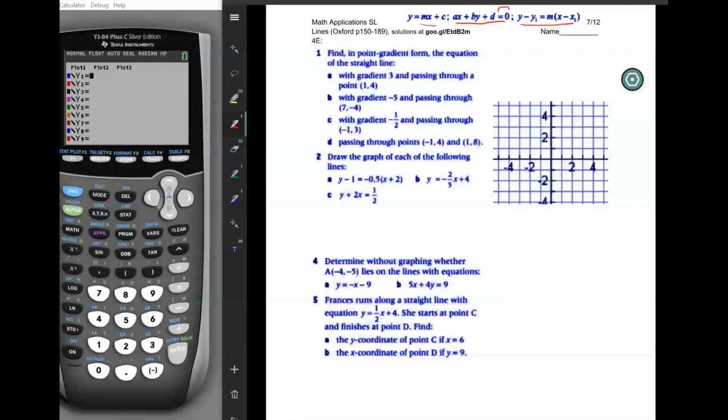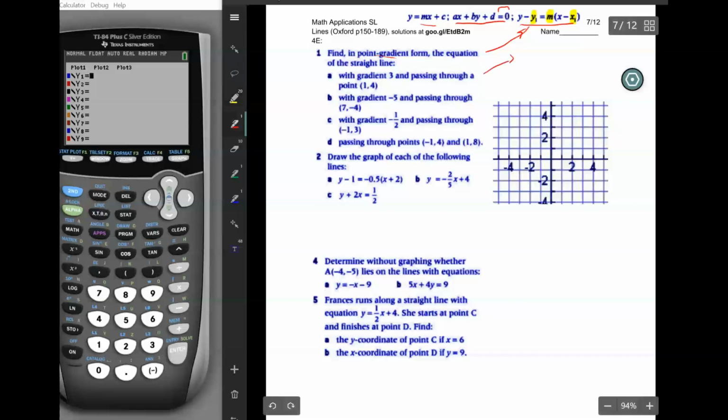Okay? Number 1, find in point gradient form, which is this one, the equation of the straight line with gradient 3 and passing through a point (1, 4). And now you can see how useful it is, because basically all you need to do is fill in a few of the blanks, which are the slope and 1 point, and then you already have the equation written.